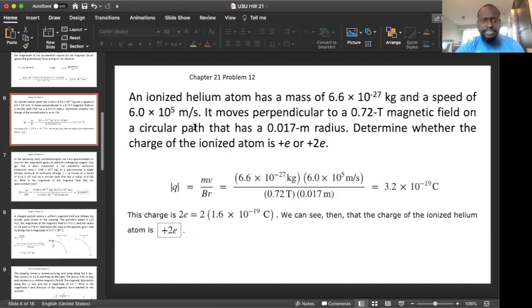Okay, next problem, chapter 21, problem 12 says, an ionized helium atom has a mass of this and a speed of that. It moves perpendicular to a 0.72 magnetic field on a circular path that has that radius. So this equates centripetal force. So remember, let me see if I can write that here for you guys to see how this formula was derived for the charge to be mass times velocity over magnetic field times radius.